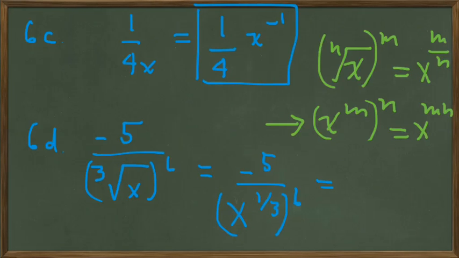So continuing in the denominator, we have minus 5. We multiply the exponents together, multiplying the 1/3 times the 6 to get x squared. And then the objective is not to have denominators, so we rewrite finally like this. We move that x squared in the denominator up to the numerator as x to the minus 2.